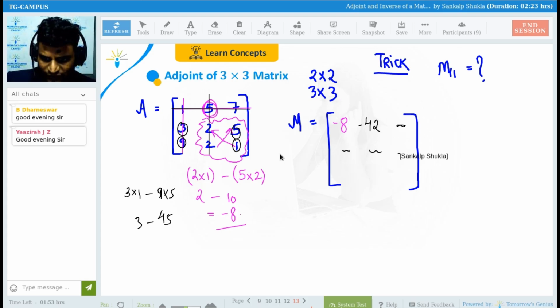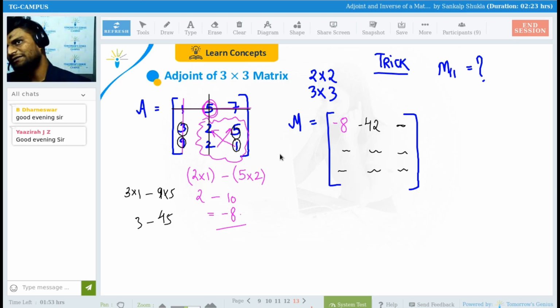Similarly, we'll find the rest of them. If I say that 10 to 15 seconds is required to find one minor, then 15 into 9 is 135 seconds, just for the minor only. So this is the first step. Everybody just let me know, are you able to find the minor matrix for a 3 cross 3 matrix? Yes, sir. No, it's fine, sir. Okay, fine.